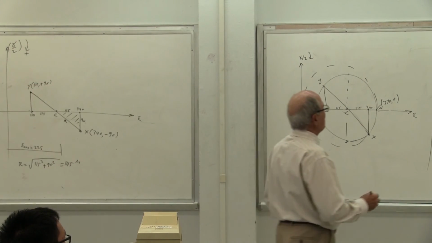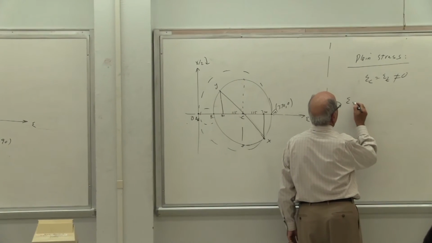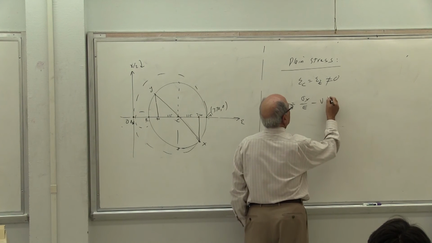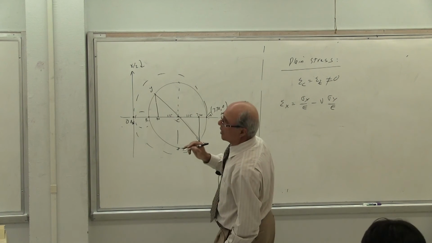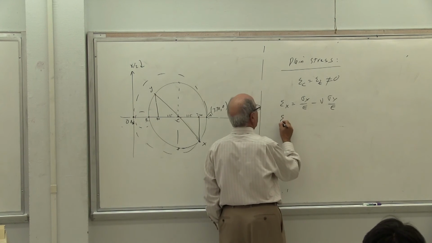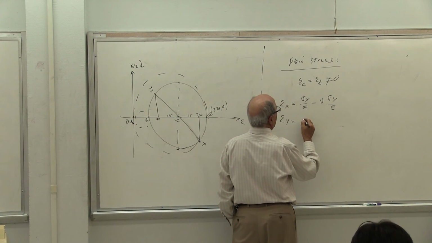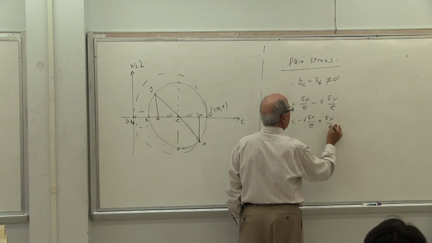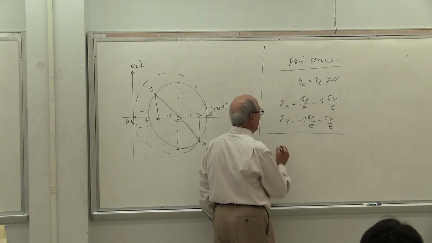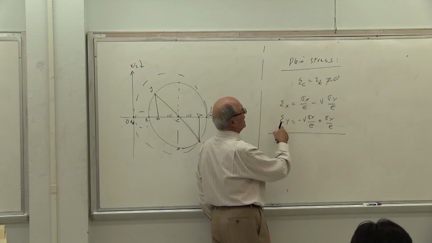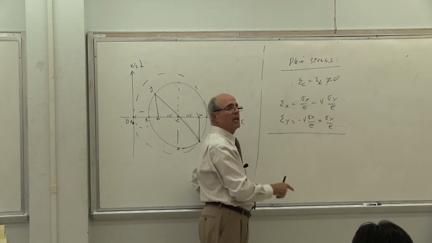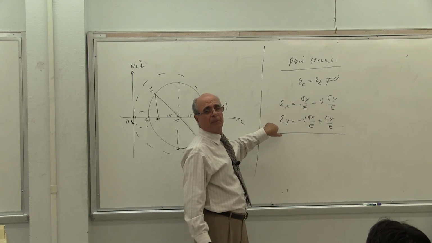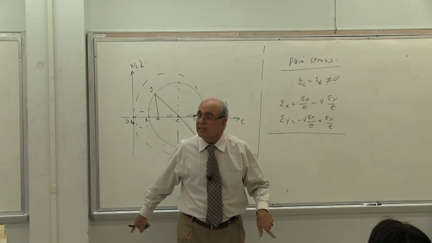However, since this is the case, this is what we have. Epsilon x was equal to, please write it down, sigma x over E minus nu sigma y over E. But I erased it, so I have to rewrite it again. Epsilon y was equal to minus nu sigma x over E plus sigma y over E. This is the general rule. Now I have epsilon x and epsilon y given to me. Epsilon x is how much? Epsilon x is 340. Epsilon y is how much? Whatever I give you, 110. Is that correct?